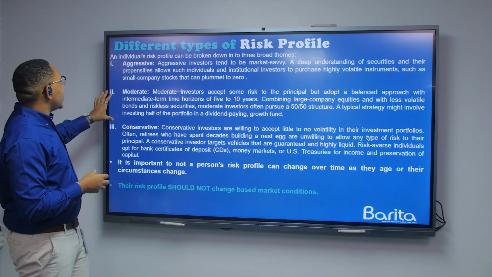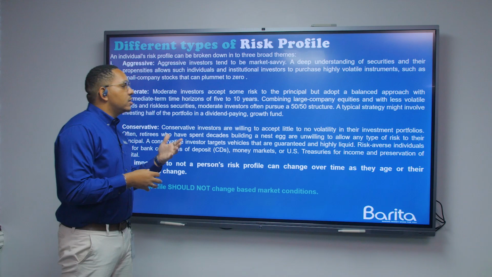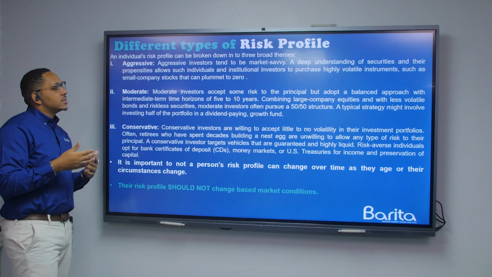Then you have the moderate person. A moderate investor accepts some risk to the principal, but adopts a balanced approach with an intermediate-term time horizon, anywhere between 5 to 10 years. They prefer to buy blue chip equities that are less volatile. They purchase bonds that are credible. They're not going to buy a high yielding bond. They take pretty much riskless securities. Their portfolio is usually 50-50 between equities and fixed income, for example. And a typical strategy for this portfolio includes dividend yielding stocks and growth in the blue chip companies.